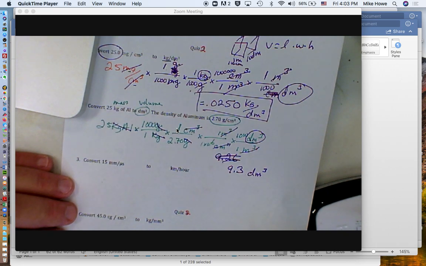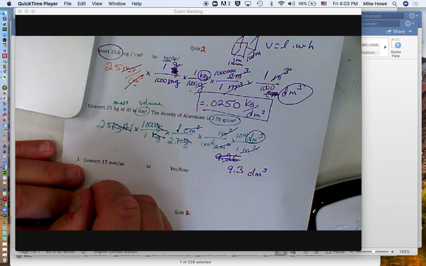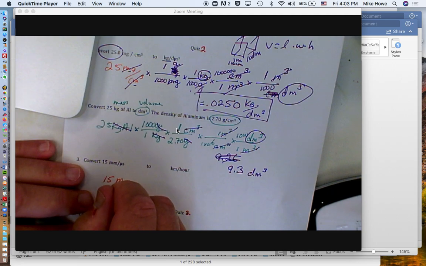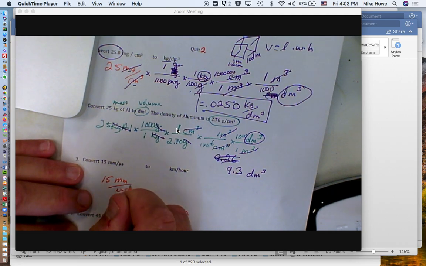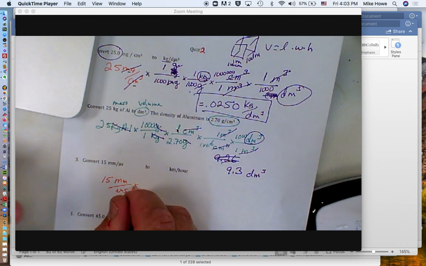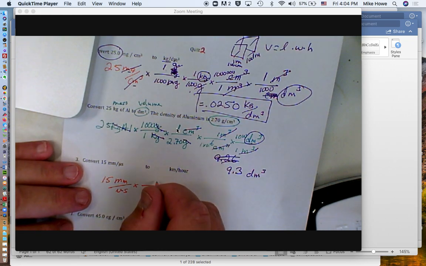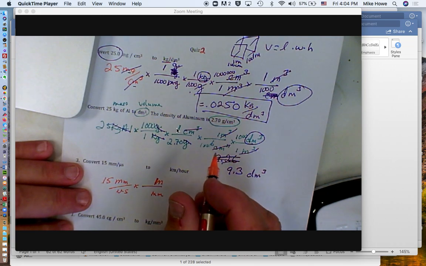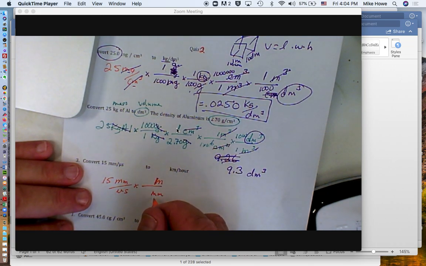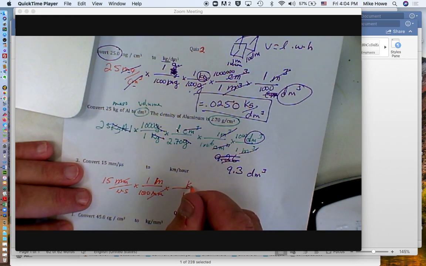Number 3. We have 15 millimeters per microsecond. So you're going to change millimeters to kilometers. So we put millimeters here. You could put kilometers there, but I'll pretend we don't know that. So we put meters there. Now write down what we know, because it's easy to look up that one thing is 1,000 millithings. So you do that. Millimeters cancel. Meters down here. Kilometers here, because you're trying to cancel meters. So 1 kilometer is 1,000 meters.